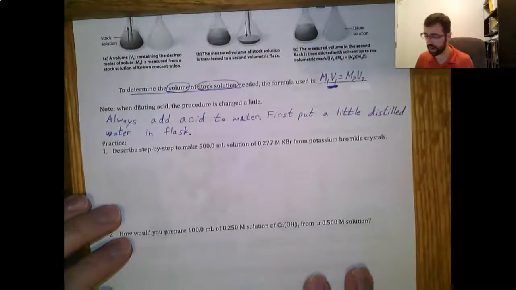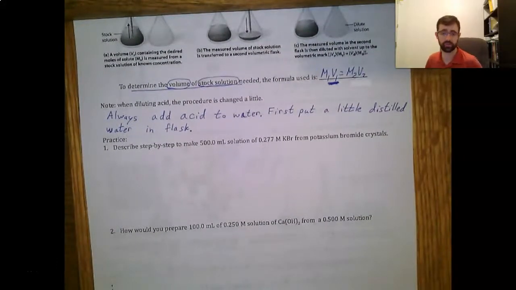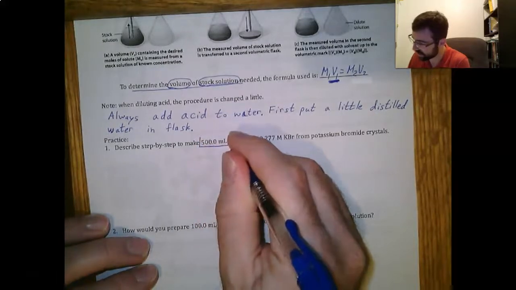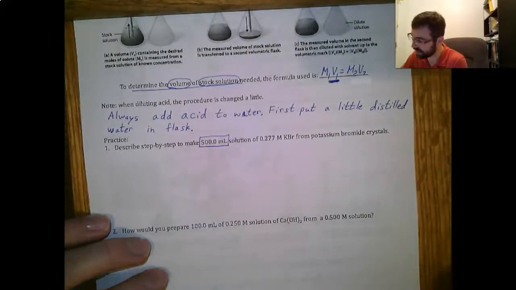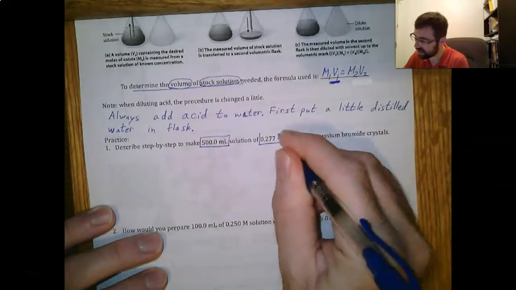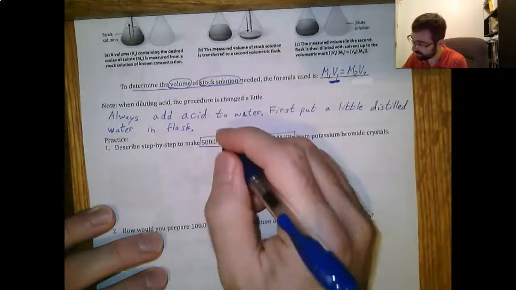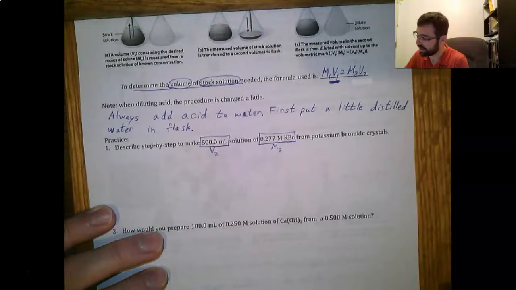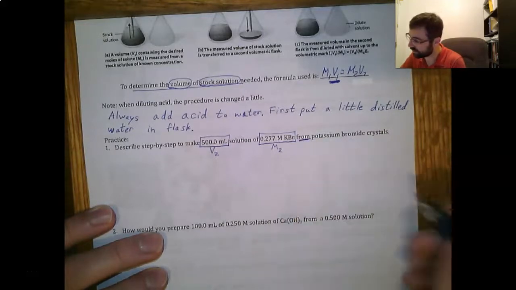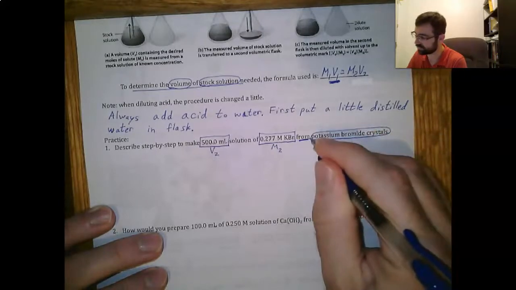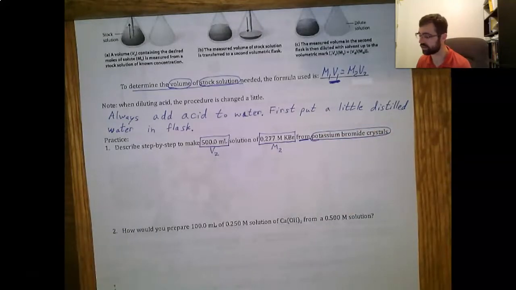All right, let's do a little practice with this. And this is where we're going to use the formula a little bit too. We want to describe the step-by-step procedure to make 500.0 milliliters of solution of 0.277 molar KBr. So this is the result that I want. So I want this to be my V2 and I want this to be my M2. And I'm making it from potassium bromide crystals. So what state of matter is that? It's going to be a solid, and I want to know the mass.